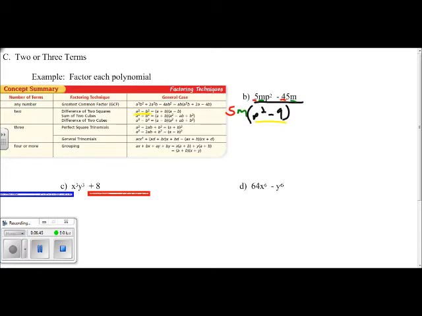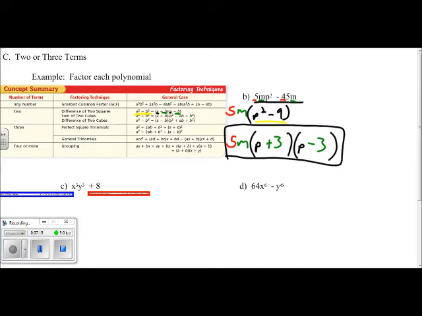So we'll leave our 5m that we took out from before, but we have to make more factors from our p squared minus 9, and those ones are going to be p and p out here, because we had our a and our a, and then we had a plus b, so plus 3, and a minus b, so minus 3. So in this case, now we have it factored as far down as we can go. So in the end, our factor is going to be 5m times p plus 3 times p minus 3.